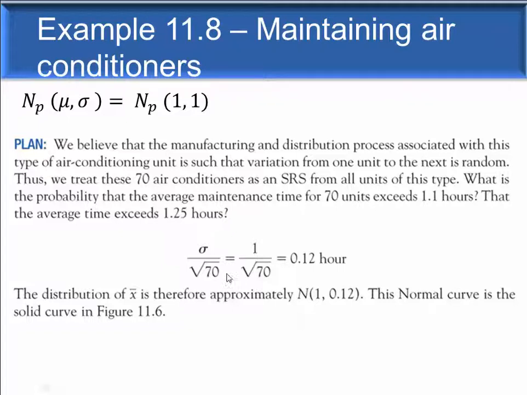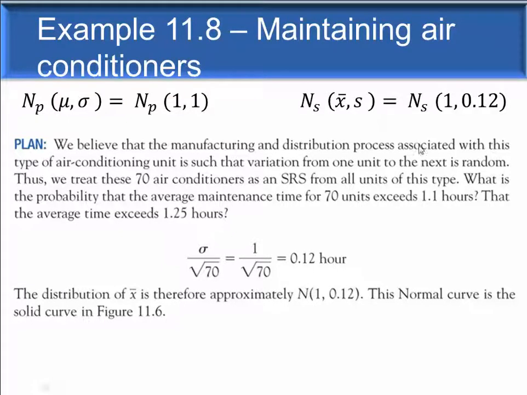So in this case we have 70 units. Our standard deviation for the population is 1. So 1 divided by the square root of 70 gives us 0.12 hours. Therefore, the distribution of our sample mean is approximately normal with a mean of 1 and a standard deviation of 0.12. And we're going to talk about the normal curve picture here.